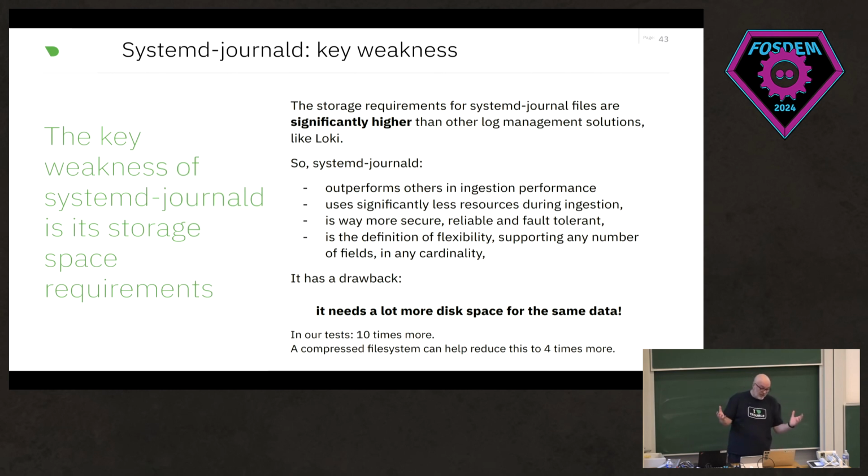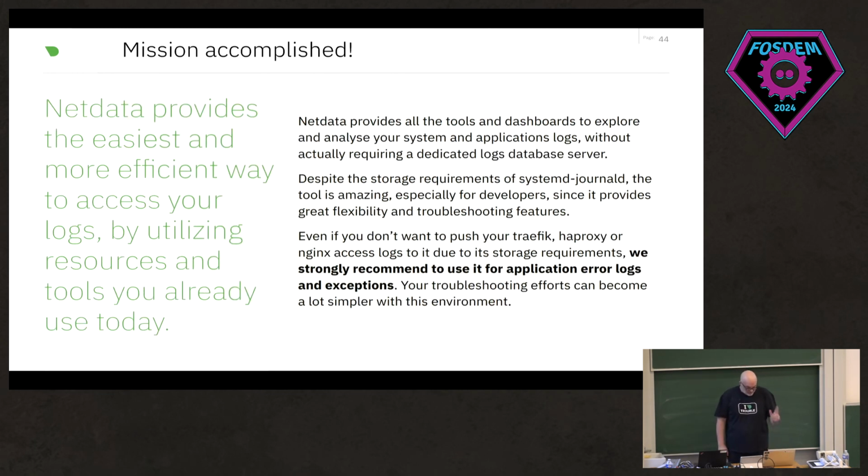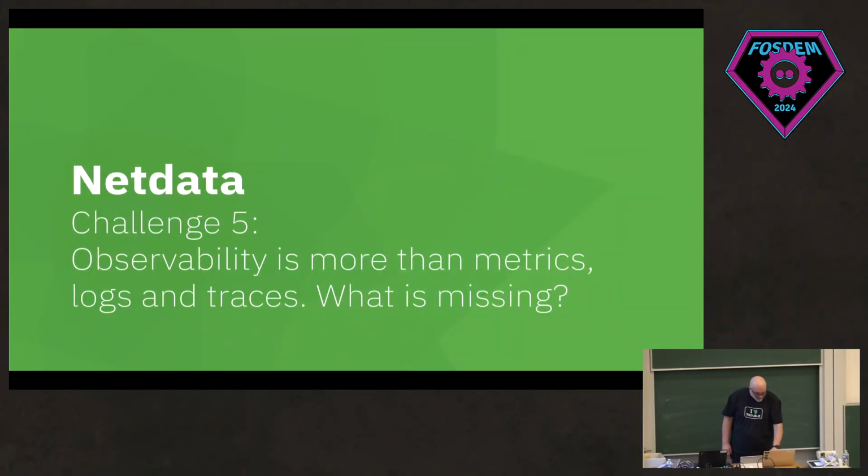And of course, there is a weakness in the systemd journal, and this is mainly because it's reliable, it's fault tolerant. This is what it has been designed for. It's secure, so it seals the logs. They cannot be tampered, etc. The key problem is the disk storage space that it needs. It needs a lot more compared to Loki or, I don't know, Elastic, but for Loki that we tested, 10 times more. And you can make it a little bit better, 4 times more if you use a compressed file system. So another mission accomplished. That's the last one.